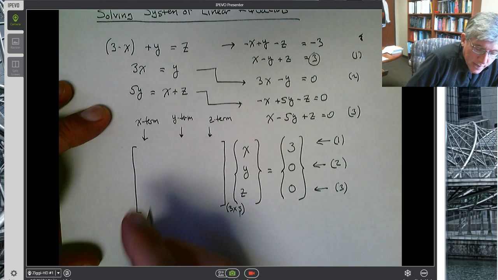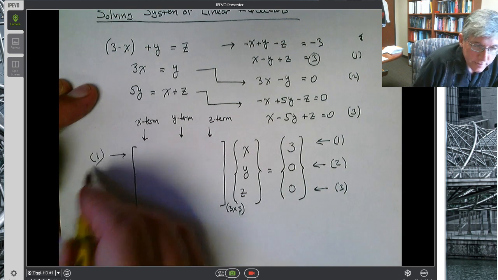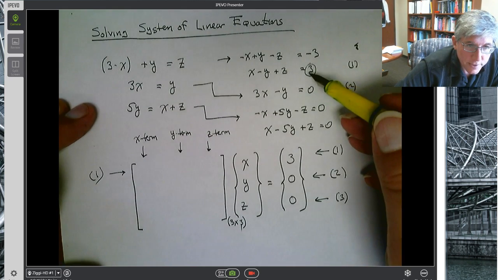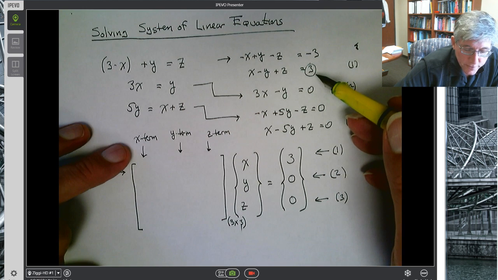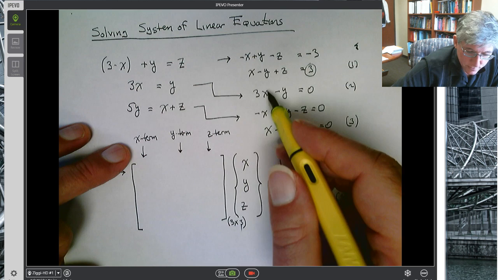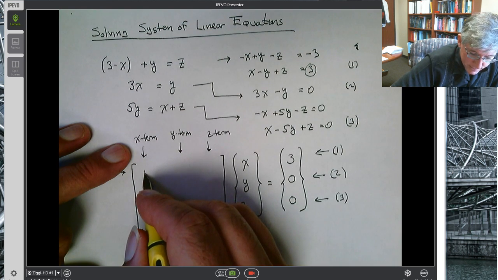All right, so now, again, first row is going to be for the first equation, right? So here is our first equation. The coefficient of the x term, or the number that gets multiplied by x for the first equation, is going to be a positive 1.